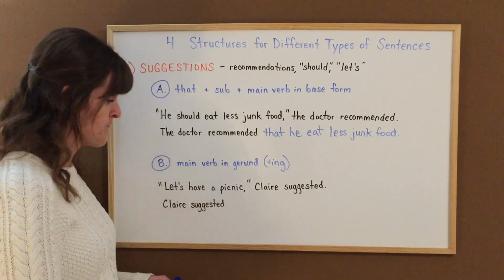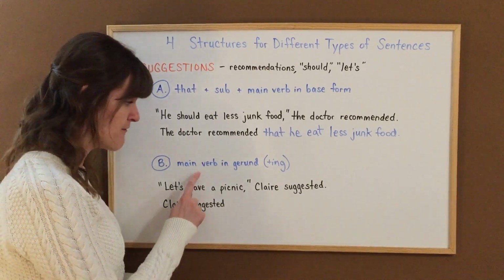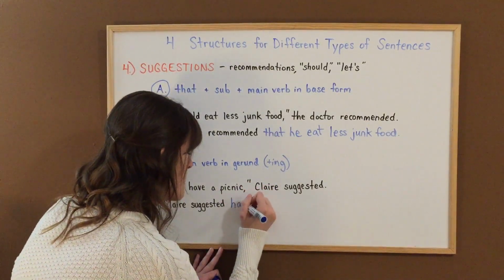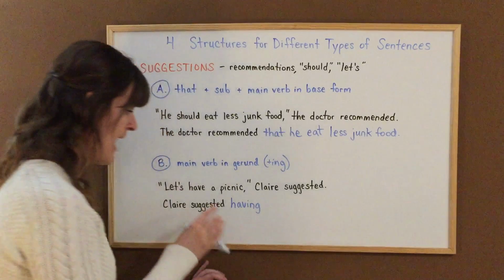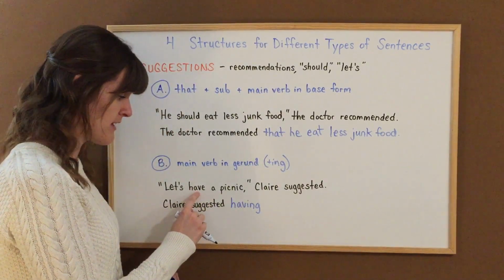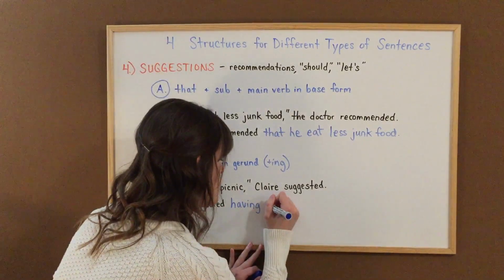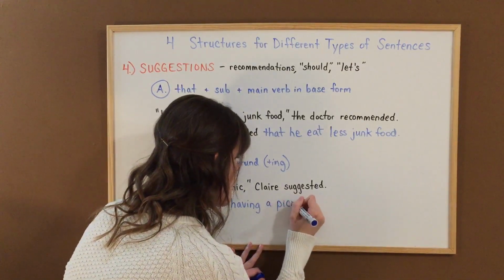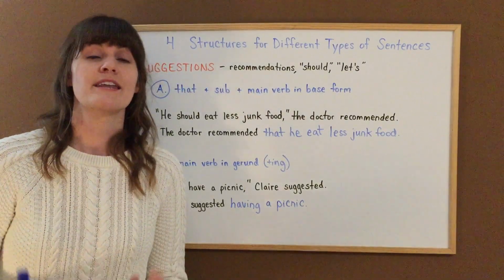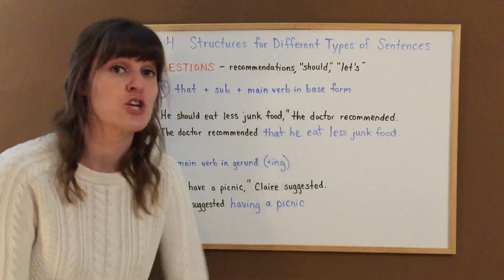So let's have a picnic. What's the main verb? Have. Have is our main verb. So all we have to do is put have with ing. Have ends with e, so we take off the e and put ing. Having, now from the verb, right here where we left off, this doesn't matter anymore. We copy the rest of the sentence, a picnic. Don't have to change anything there. So there you go. Now you know the 4 structures for different types of sentences in reported speech. Phew!